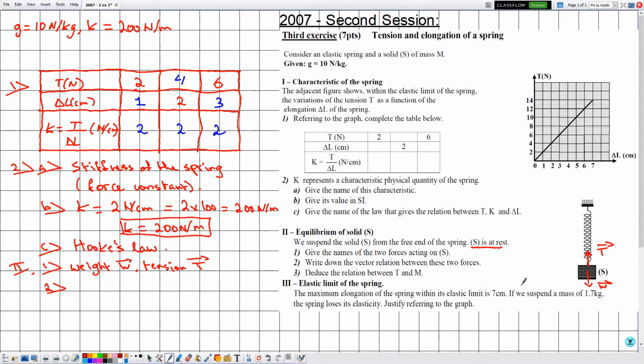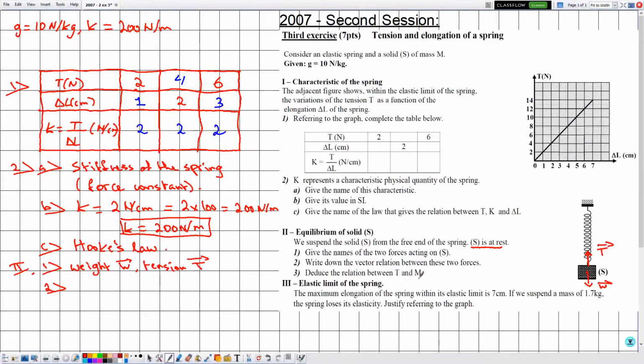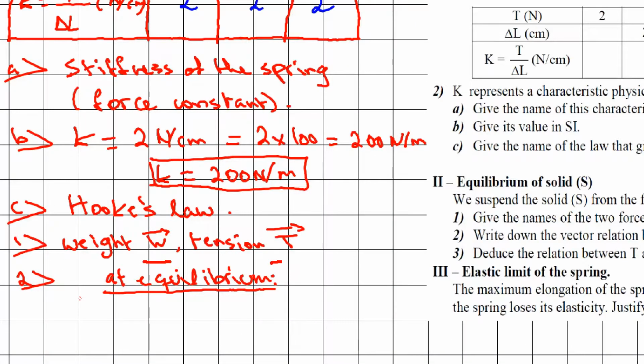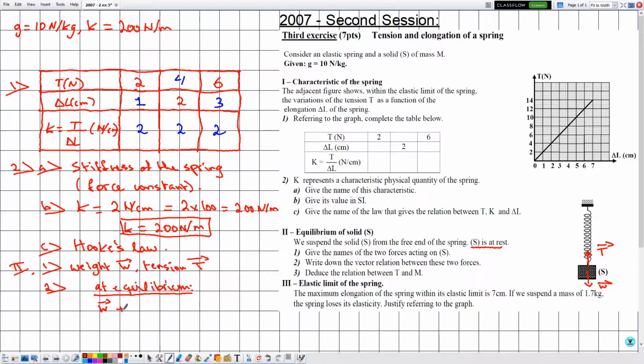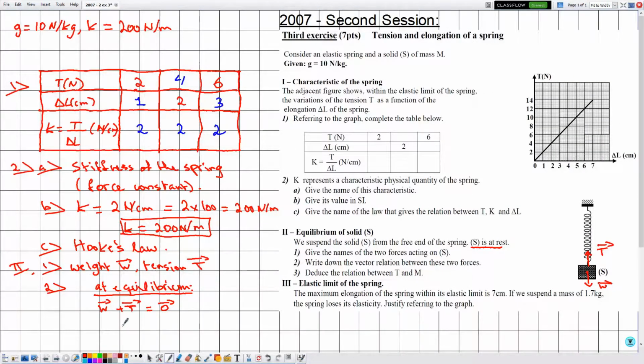Now in number 2, write down the vector relation between these two forces. So they are asking me about the vectorial relation, or in other words, the condition of equilibrium. How do you apply this condition? Always we start by writing the title, which is given by at equilibrium. And how do you apply this condition? Always on the left we write the sum of forces acting on the solid S, and they are given by the weight and the tension. Then weight vector plus tension vector, and on the other side of this equation we write the 0, and we don't forget the vector because this is a vector equation. Each quantity must include a vector. Now moving T to the right hand side, we have that the W vector is equal to minus T vector.